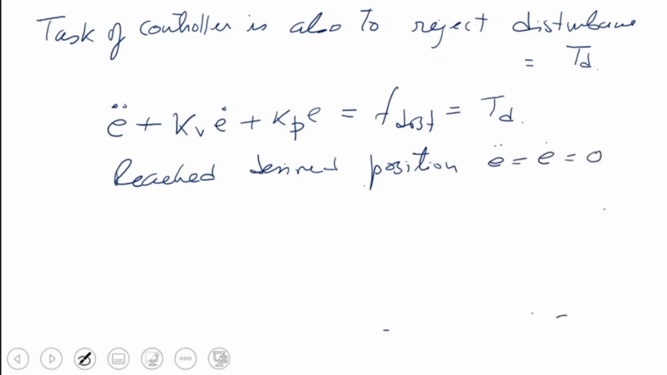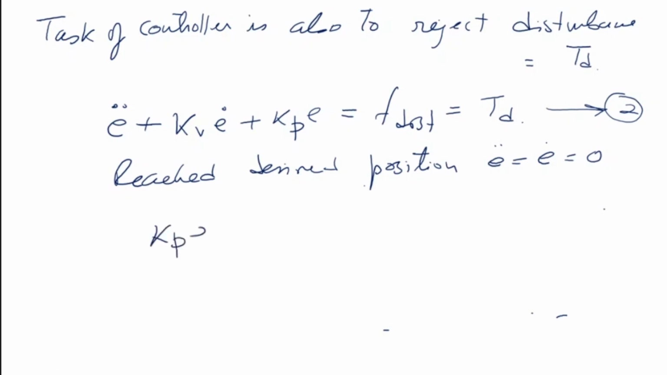Now, if that is the case, and we put it in this equation, so let's call this equation number 2. So putting this in equation number 2, we are left with Kp into E is equal to F disturbance, which is equal to Td. Now, this is what we also call steady state.